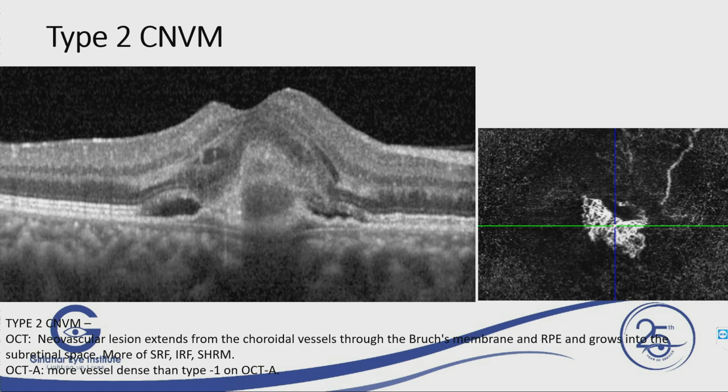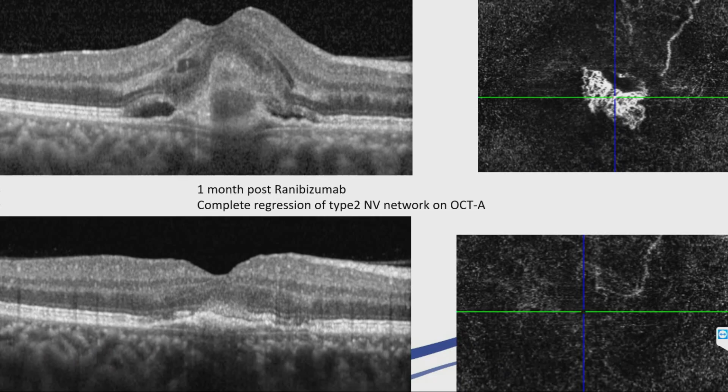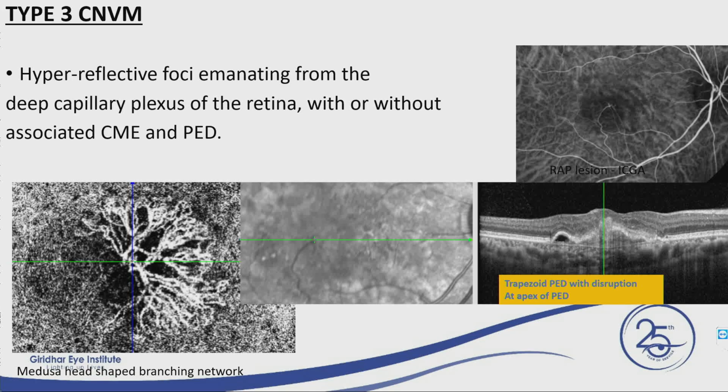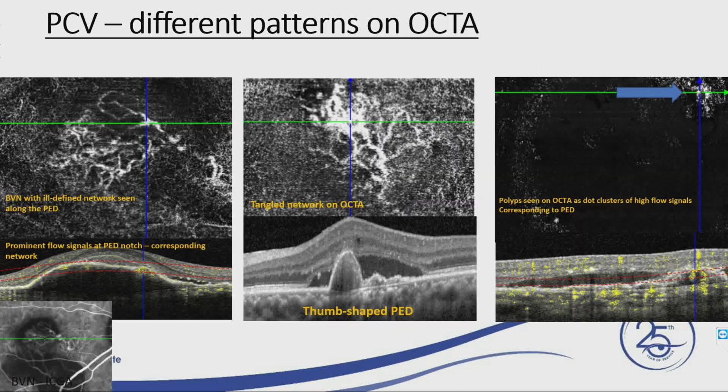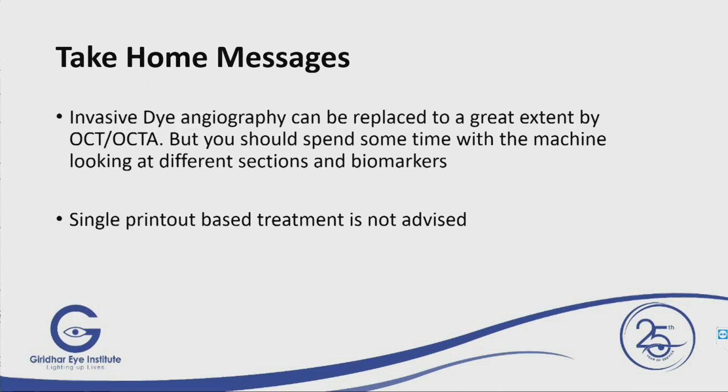And this is another one, type 2 CNVM, where there is a dense network here. This is post-treatment; you can see pre-treatment and post-treatment in monitoring. So both these things are very useful. This is another RAP, pre-treatment and post-treatment, showing how that network has reduced and become mature vessels. So these are all some of the findings.